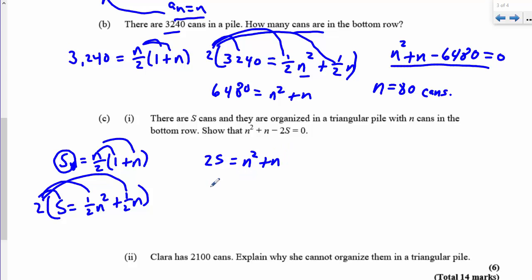If I rearrange this equation, I'll have n squared plus n minus 2s is in fact equal to 0. This is exactly what they wanted me to show. So there you go.